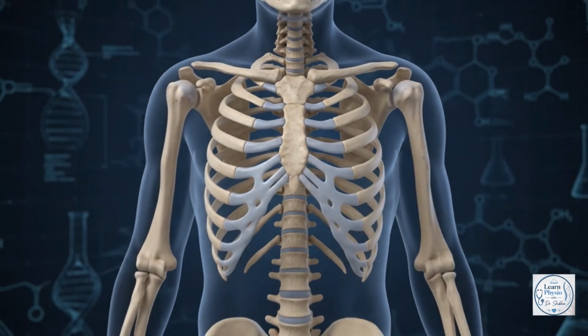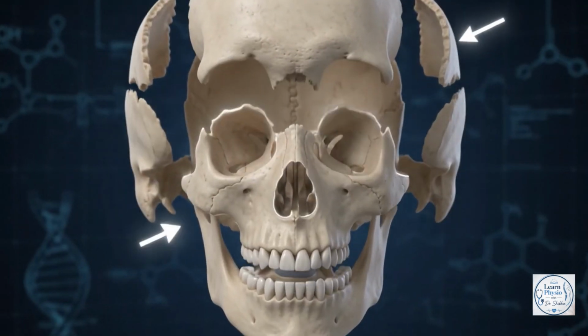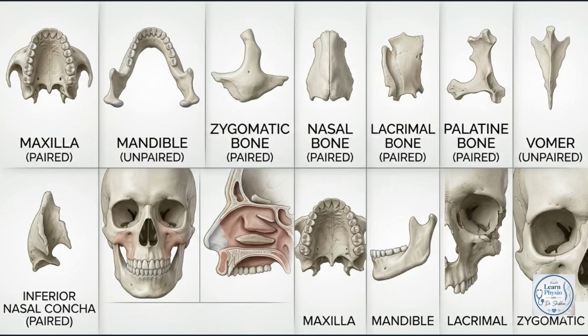There are 8 cranium bones. First is frontal, occipital, sphenoid, ethmoid, parietal, and temporal. Face contains 40 bones, in which there are 2 unpaired and other paired. The 2 unpaired are mandible and vomer, and paired one is maxilla, zygomatic, nasal, lacrimal, palatine, inferior nasal concha.